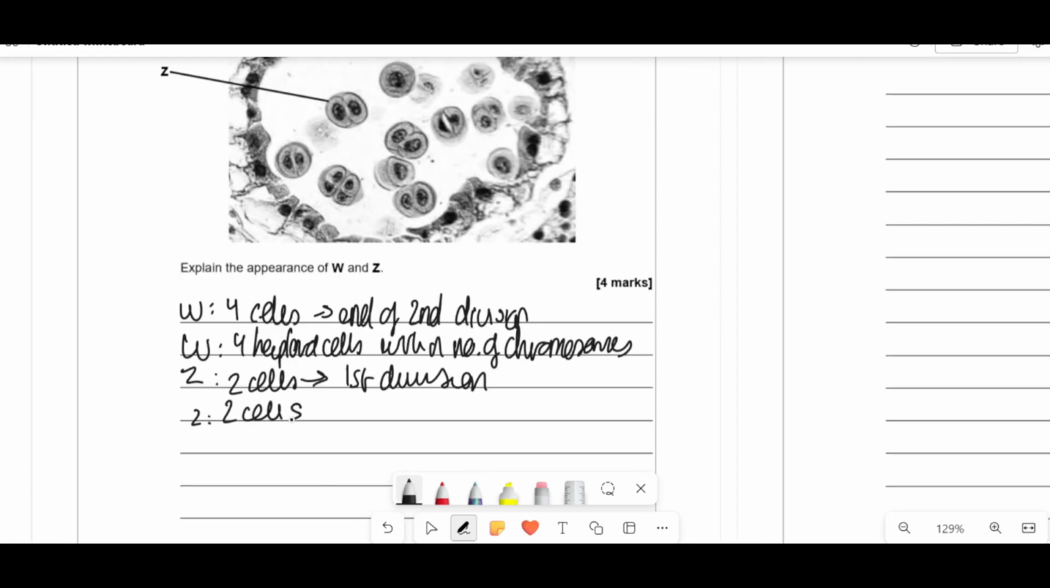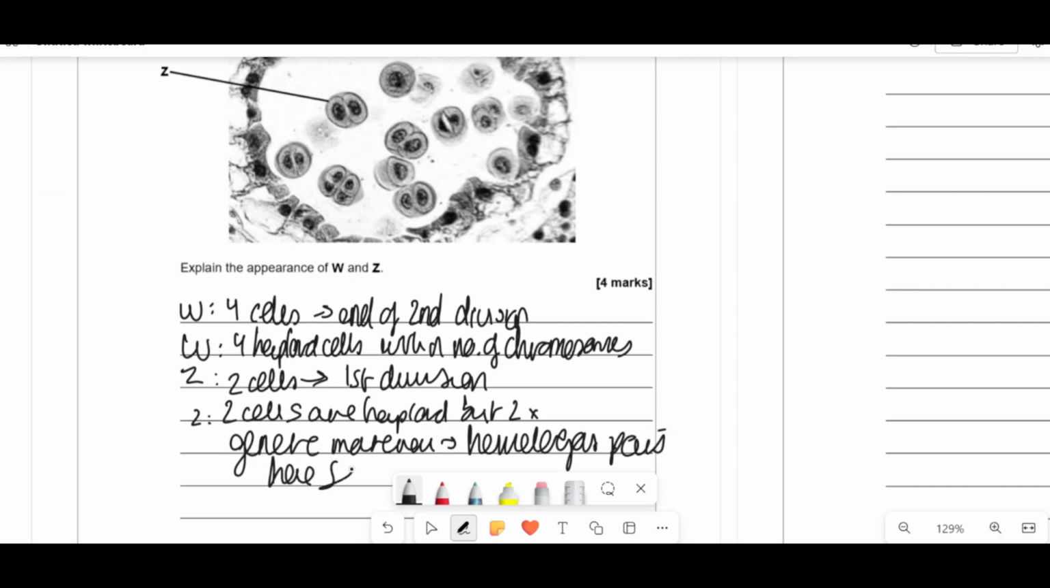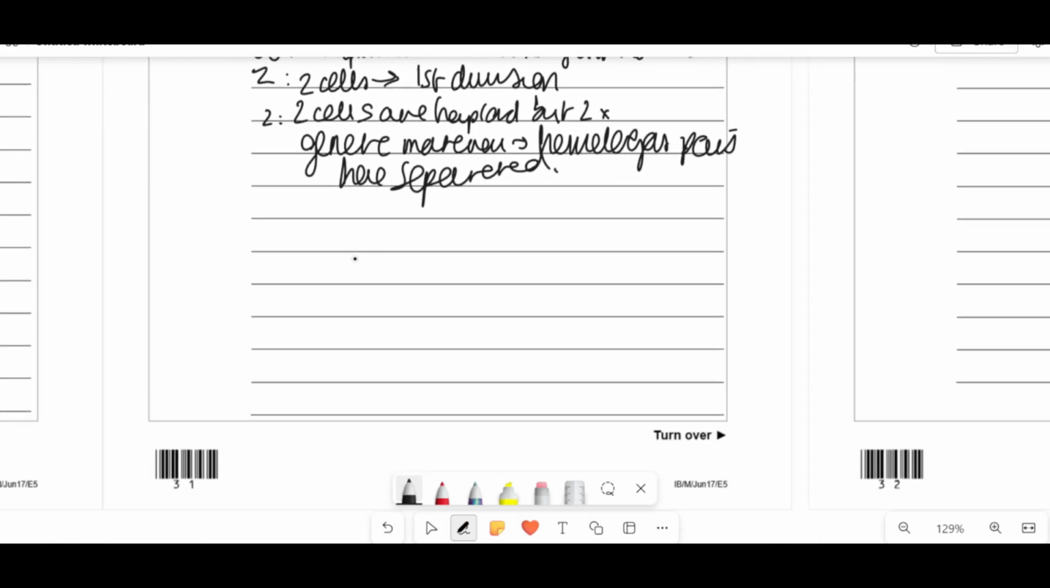Here in Z, the 2 cells are haploid, but 2 times the genetic material. That's because the homologous pairs have separated. So a lot of people get this bit confused. Homologous means if I have my right arm here, that's your right arm. Our right arms are homologous, but one's from you, one's from me.